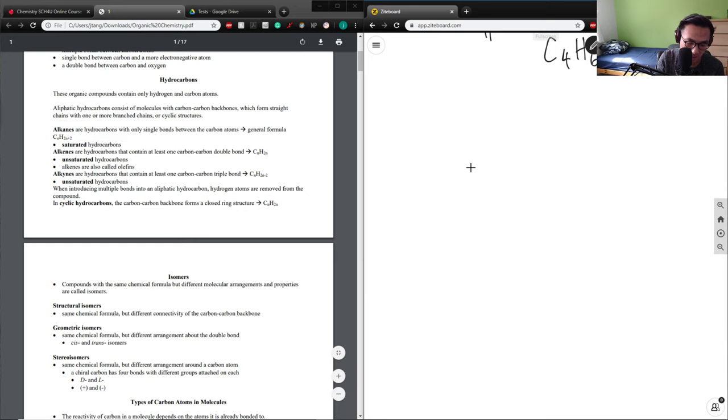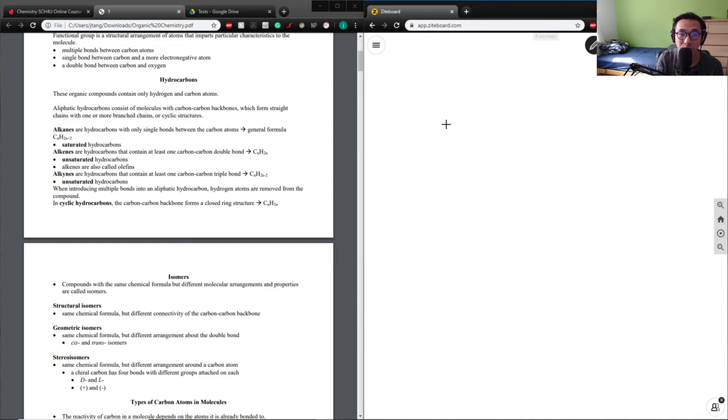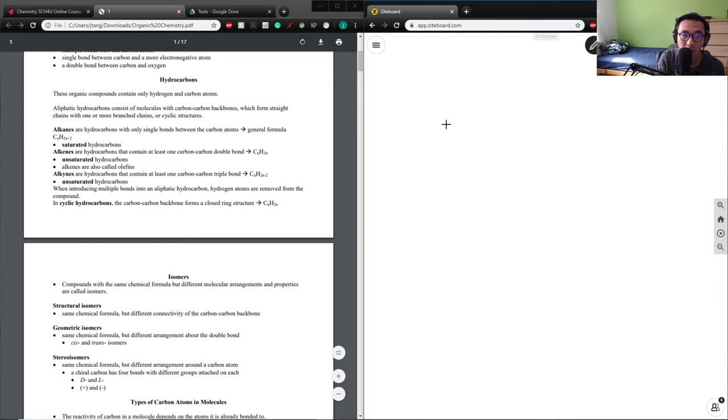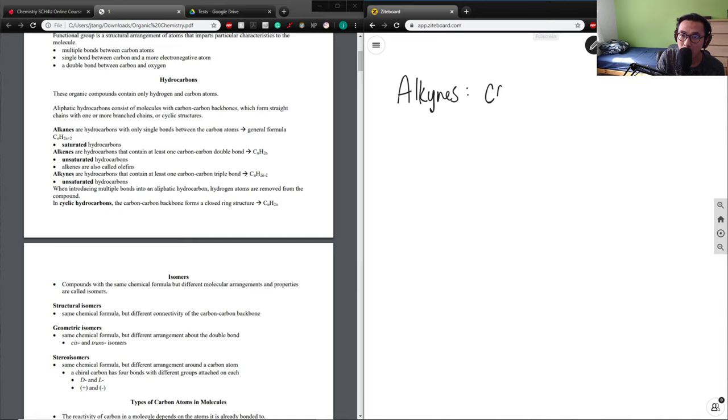My last kind of hydrocarbon here is an alkyne. So as you can probably infer, alkynes are hydrocarbons that contain at least one carbon triple bond. So alkynes: carbon triple bonded to carbon. Let's just say C for now. C triple bond C. For example, I think I did ethyne as my example.